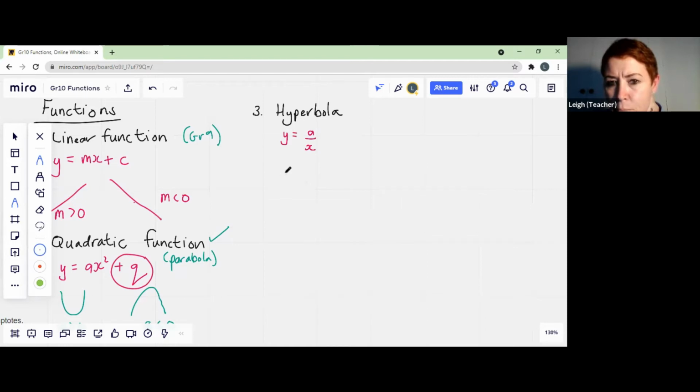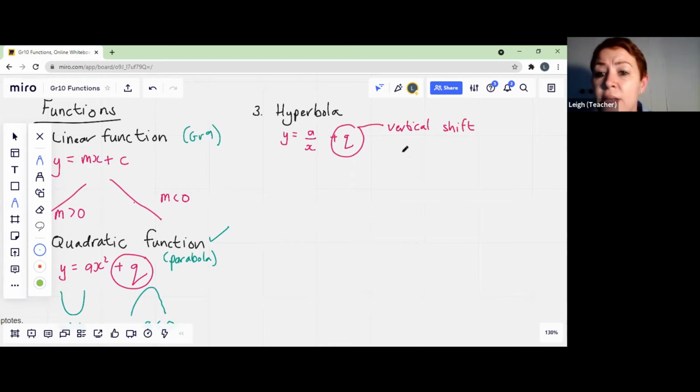The shift of the graph. Absolutely, absolutely. It's a shift of the graph. So either you're shifting it up or you're shifting it down. So if there is a q on the end, plus q, this represents vertical shift. Okay, so that means shifting up or down.